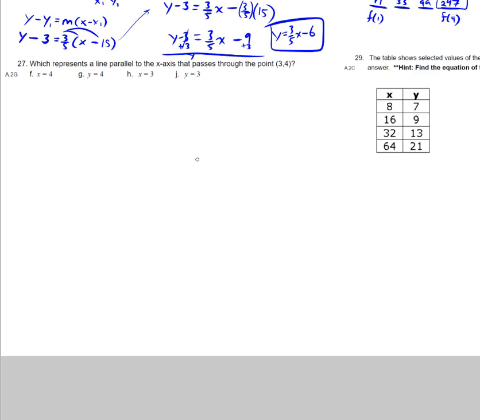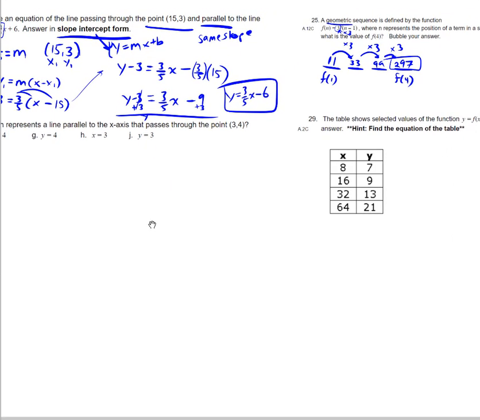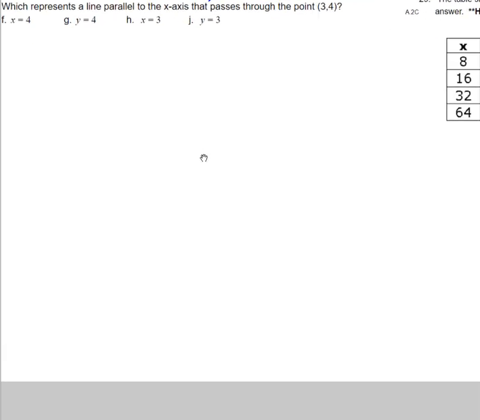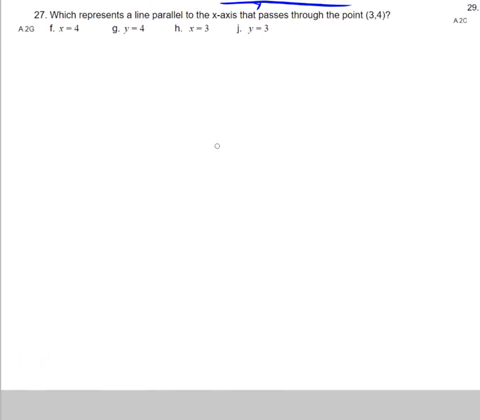Let me go ahead and continue, because well, why not? All right, here we go. Which represents a line that's parallel to the x-axis that passes through the point 3, 4? I've seen a lot of people struggling with these, and a lot of people are like, I'm so confused. Well, let's just take it step by step. For these, you need to draw it out. I'm going to just tell you, you need to draw it out. If you're not drawing it out, you're just being lazy. Don't be lazy. Draw it out.